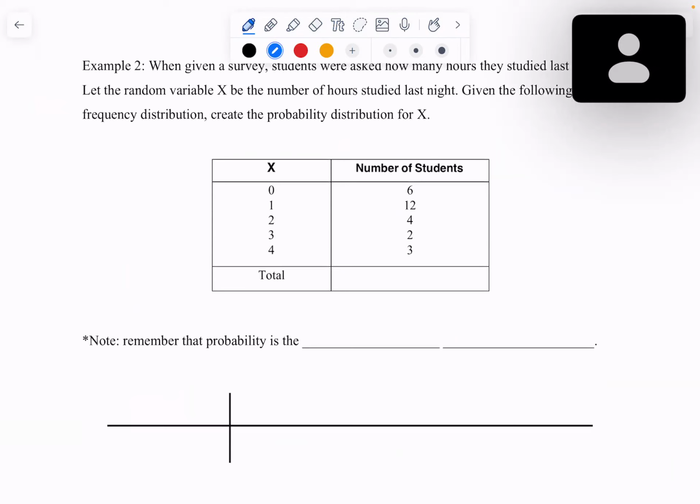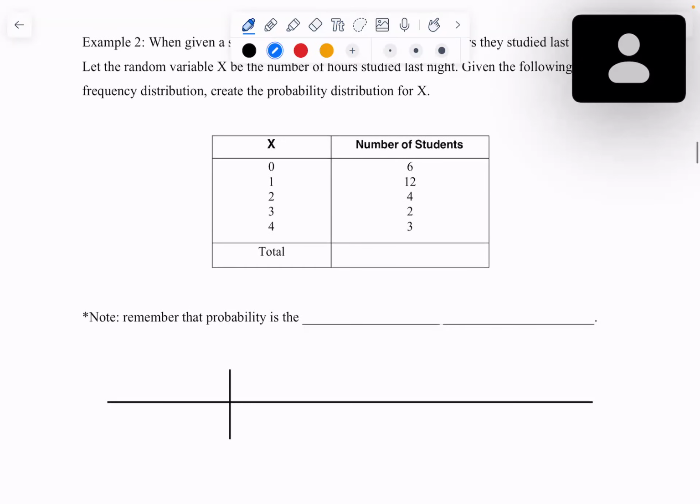So the first thing we want to do is kind of like what we did when we calculated the conditional probabilities back when we looked at contingency tables. We first want to find what's the total. So in this case, if we take all of these number of students in the right-hand column, if I add all those up, what's the total end up being? 27 is correct. So I know the total frequency is 27.